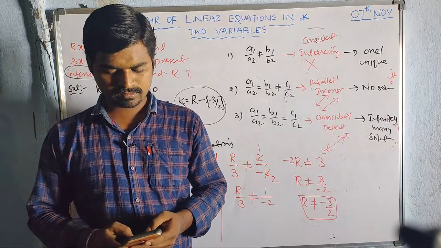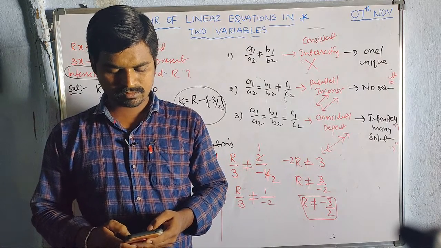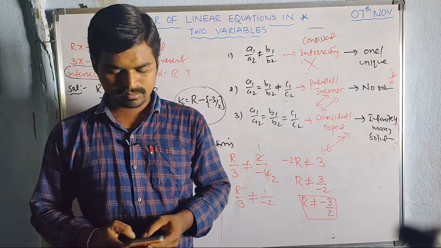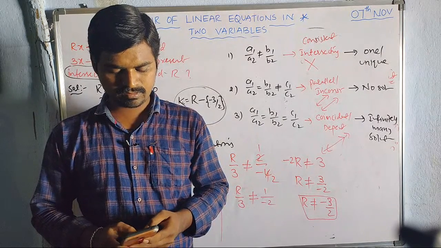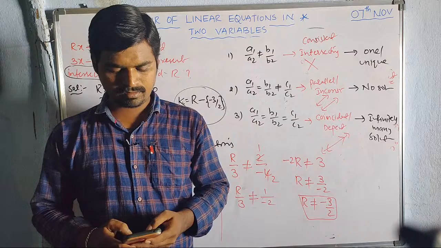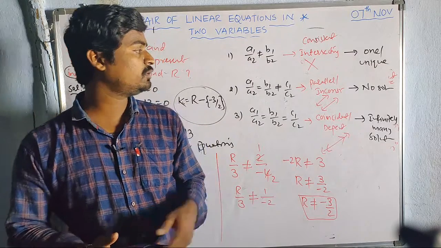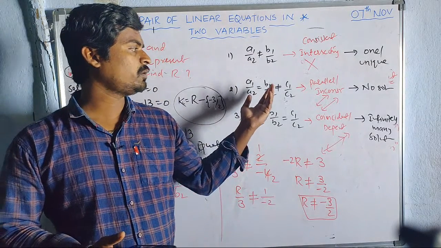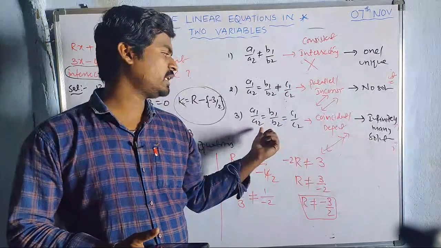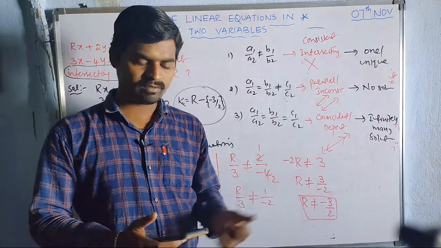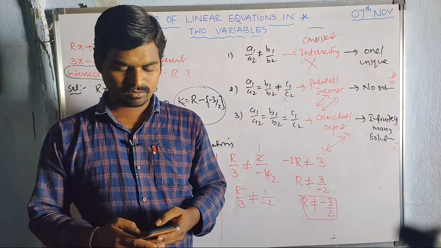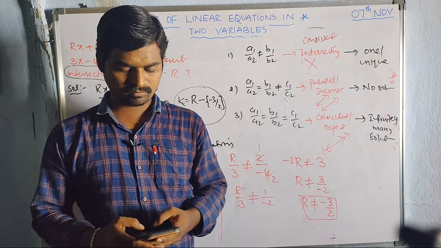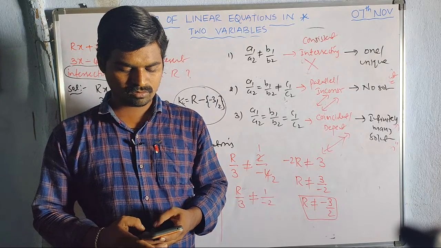Definitions and problems, the 3 conditions are clear. So what are the conditions? Actually, conditions are 3. A1 by A2 not equal to B1 by B2. A1 by A2 equal to B1 by B2 not equal to C1 by C2. After that, A1 by A2 equal to B1 by B2 equal to C1 by C2. Three conditions are there.